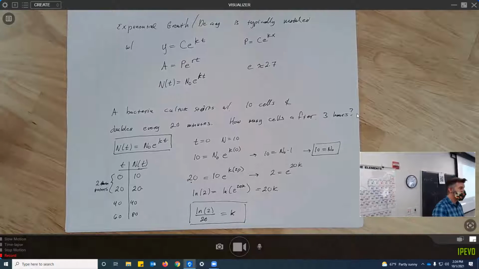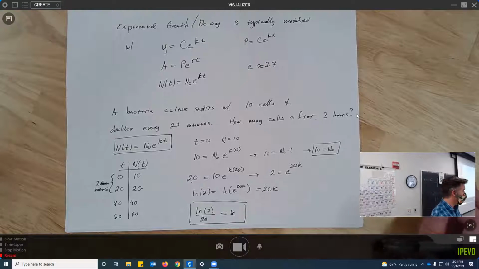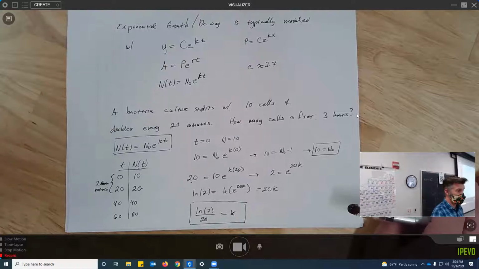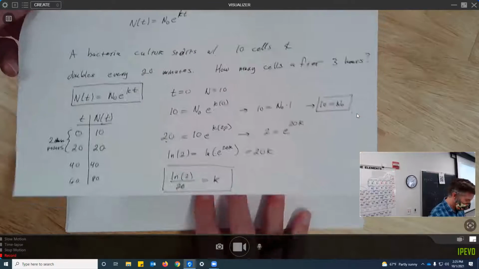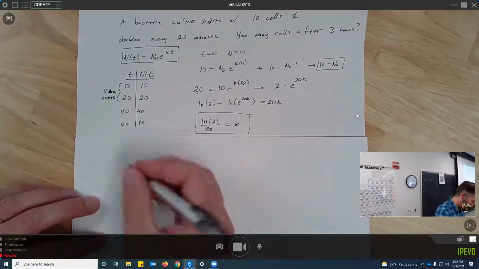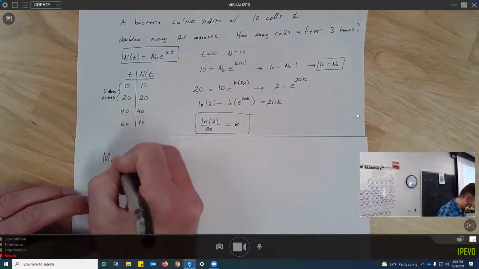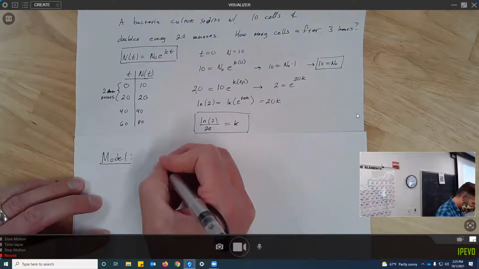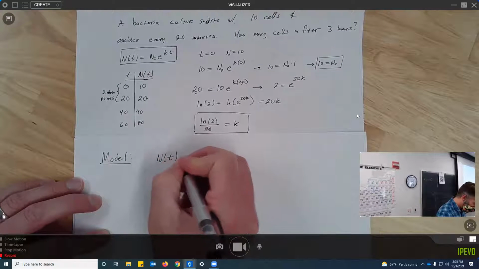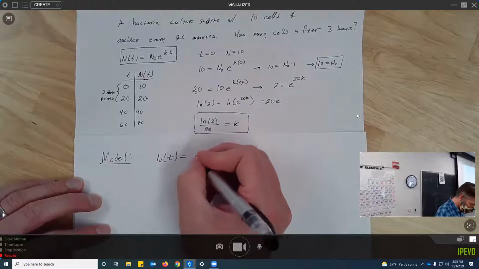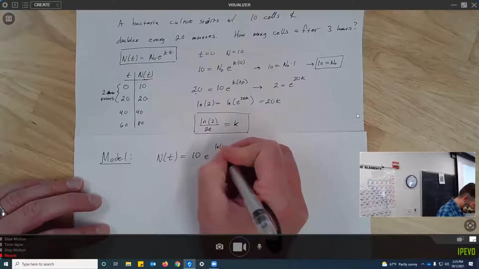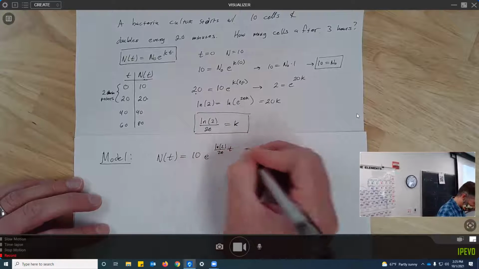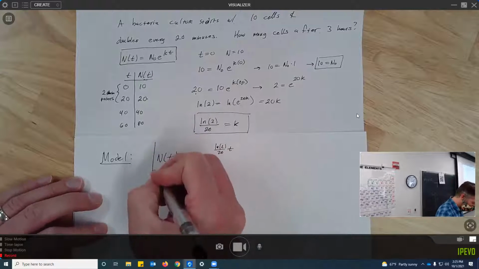What does that give us? It gives us the whole model for exponential growth in this particular situation. So what we can say now is that our model, I'll write more nicely this time, is N of t equal to N naught, which we found to be 10, times e to the k, which is natural log of 2 over 20, times t. And this is how I would choose to write this.